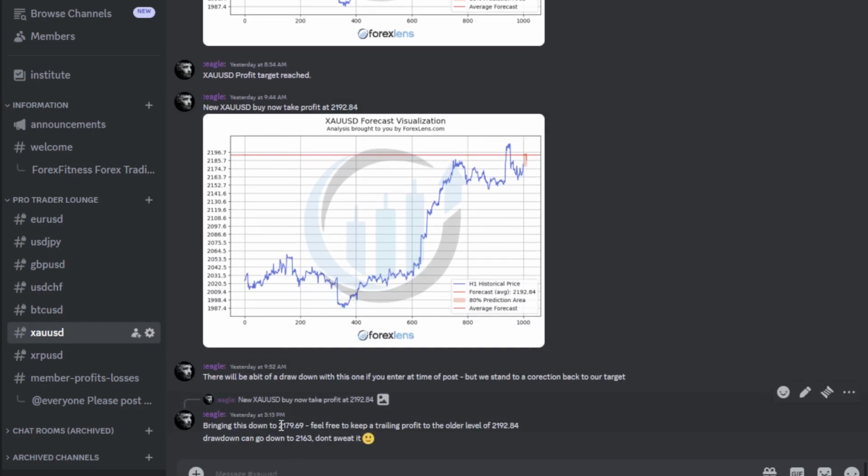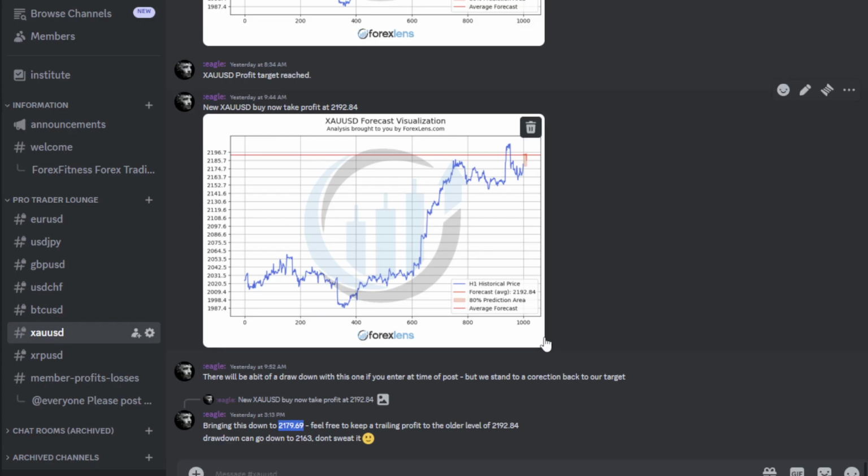We did lower it throughout the day just to be safe a little bit. There was a bit of a drawdown, and that's okay. We were happy with that because we are pretty confident in our targets. So there is a new XAU USD target we have for the day today as well.